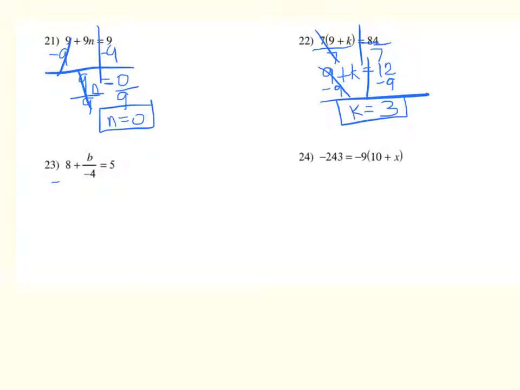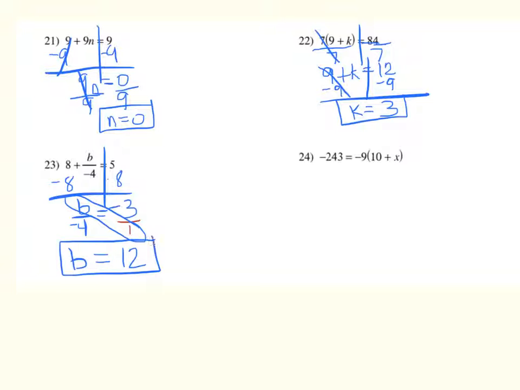I'm going to subtract 8 from both sides. Leaves me a negative 3. B over negative 4 equals negative 3. Again, I'm going to just imagine that there's a little 1 there. So I can do my cross multiplication. B times 1 gives me B. And negative 4 times negative 3, that gives me a positive 12. Negative times negative is a positive.